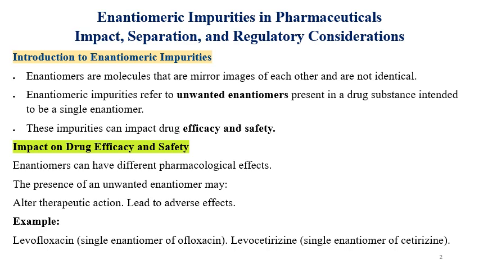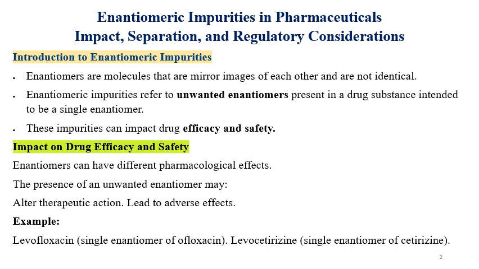Enantiomeric impurities refer to unwanted enantiomers present in the drug substance intended to be a single enantiomer, and these may be active or inactive. Sometimes the drug substance is present in a racemic form. These enantiomeric impurities can impact the drug efficacy and safety. Enantiomers have different pharmacological effects, and the presence of an unwanted enantiomer may alter the therapeutic action or may lead to the side effects or adverse effect.